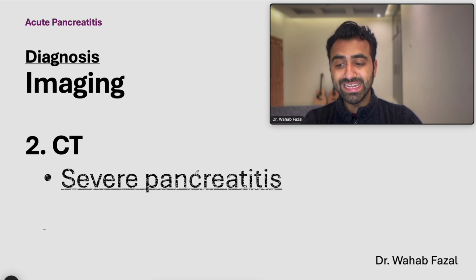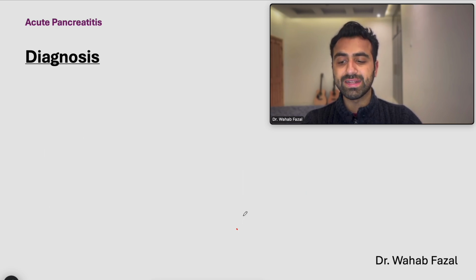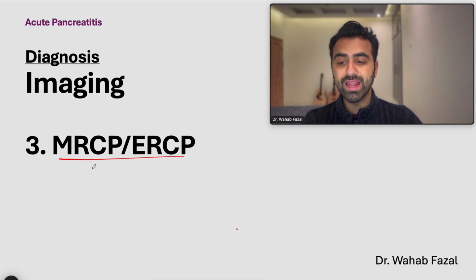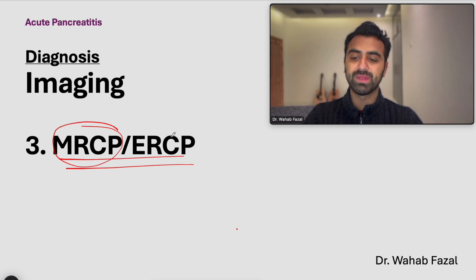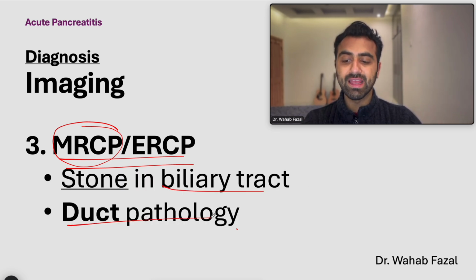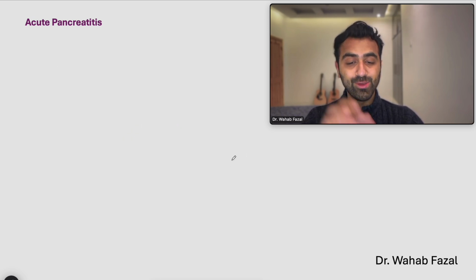When do you do CT? Well, you do CT with contrast for when there is severe pancreatitis, you are suspecting deterioration, and there is diagnostic uncertainty. What else? You can do an MRCP, ERCP. MRCP is great, non-invasive, can be done from the outside, can tell you if there's a stone in the biliary trunk that you can't see, can tell you if there's a duct pathology or if there is cancer. ERCP is therapeutic as well. You can take a biopsy, you can take that stone out.